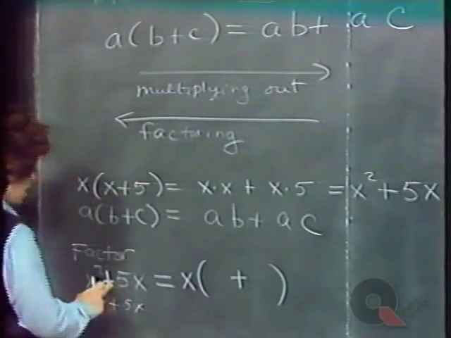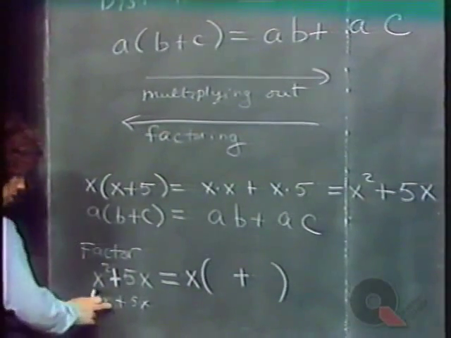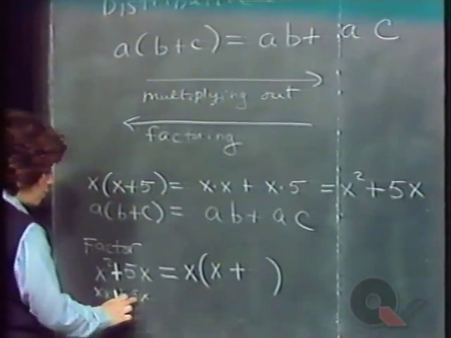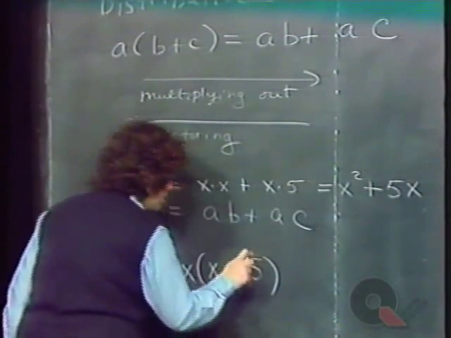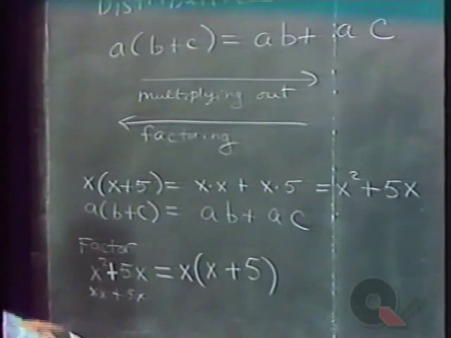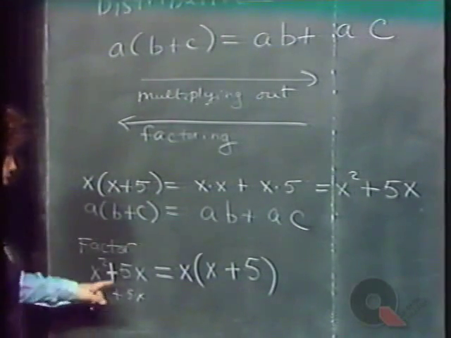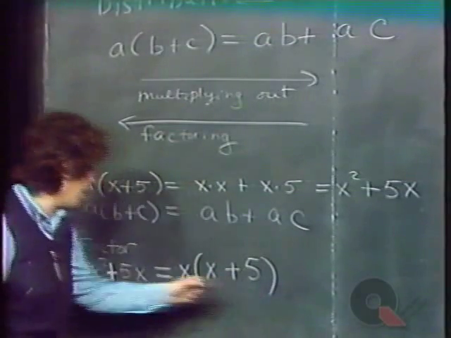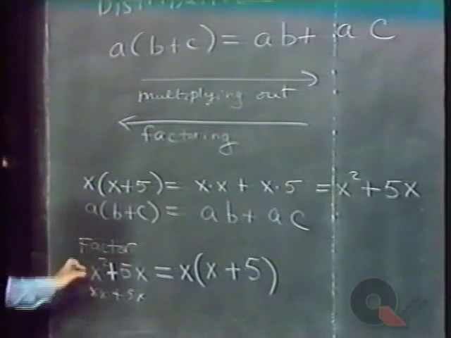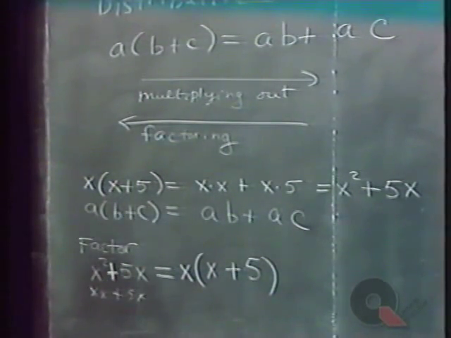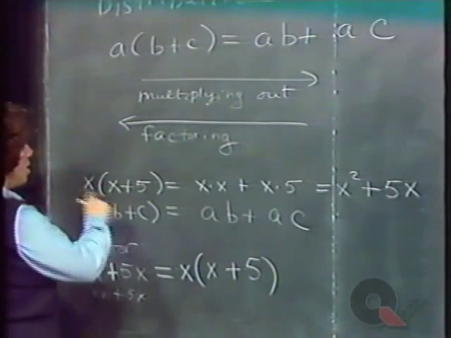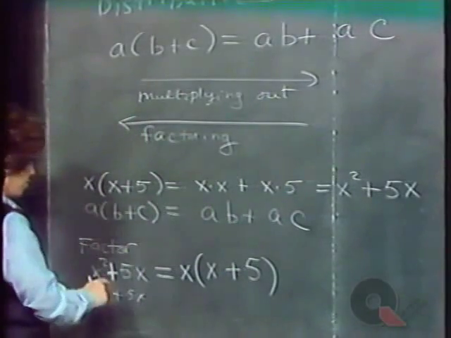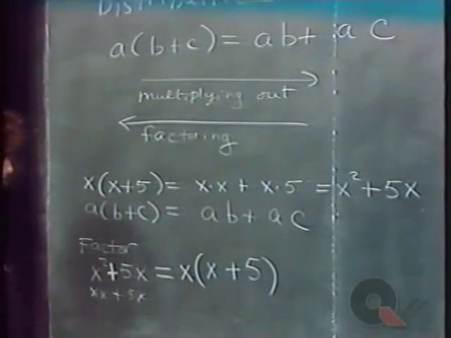Well, to the left of the plus sign, if we take out one of the x's, we're left with an x. And to the right of the plus sign, if we take out an x, we'll be left with the 5. Okay, using the distributive law now in the reverse direction. Of course we can check what we've just done: x squared plus 5x. If we multiply it out, we do get that. So we have factored it correctly. So we can use the distributive law either in this direction to multiply out, or in the reverse direction to factor.